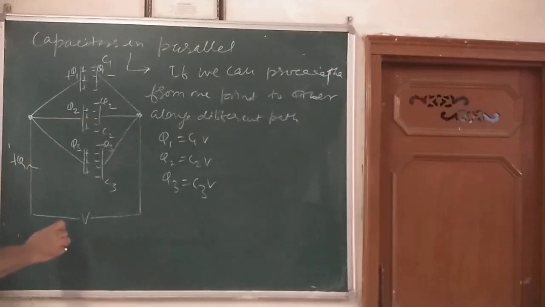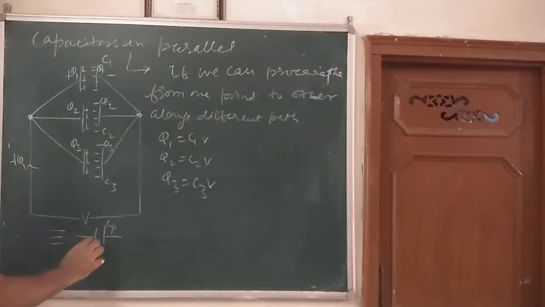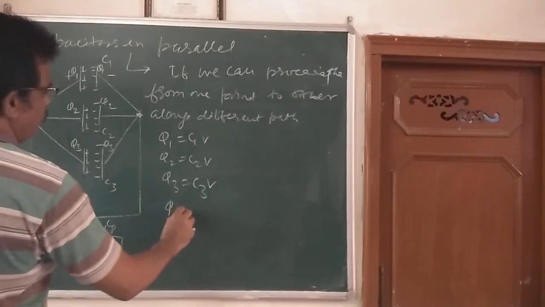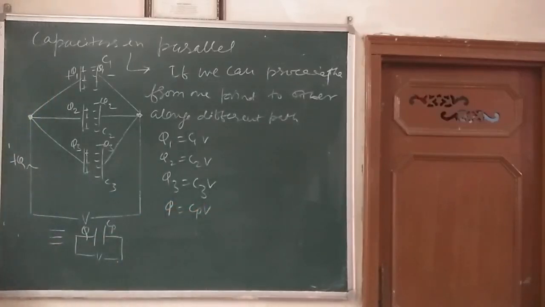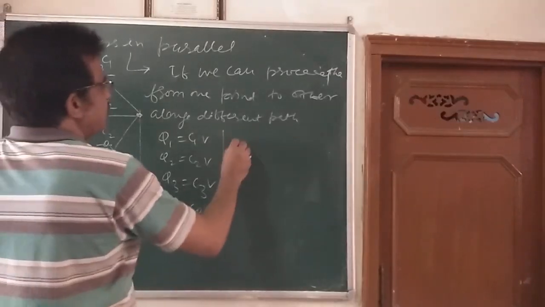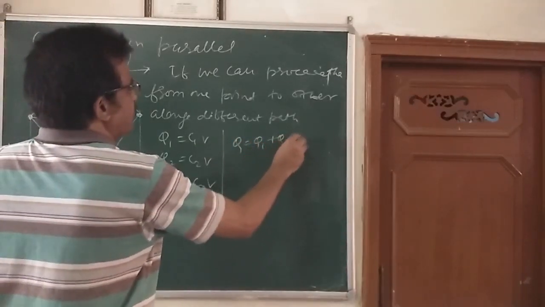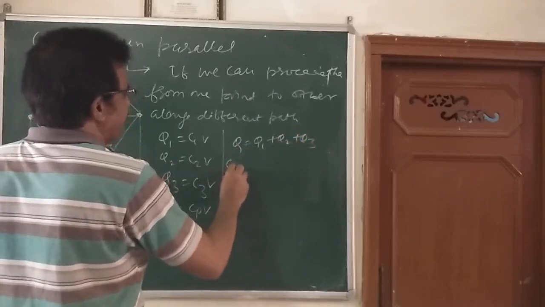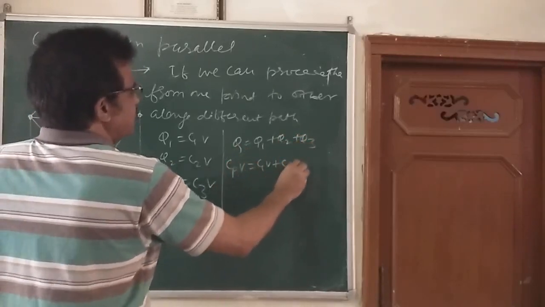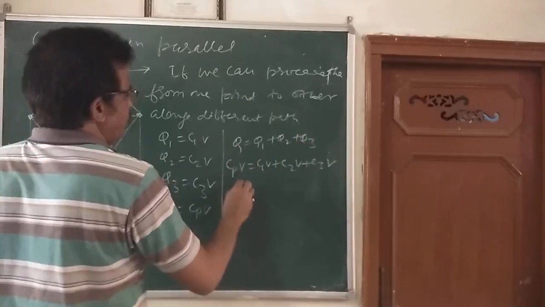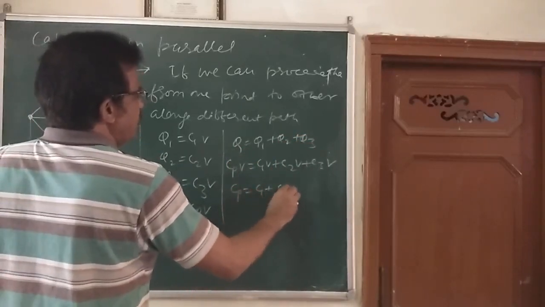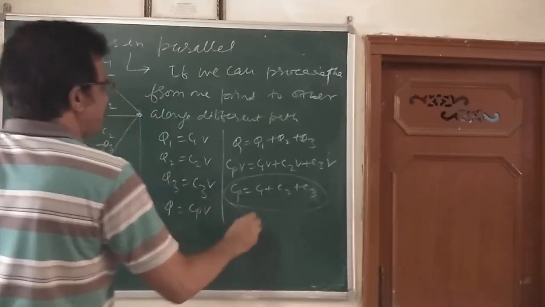If you take an equivalent combination of these, say the capacitance of that combination is Cp, potential is V, charge is Q. So Q is equal to Cp into V, where Q is the total charge on this parallel network. So total charge is equal to Q1 plus Q2 plus Q3. So dear children, I can write Cp into V equals C1V plus C2V plus C3V. V may be cancelled. So Cp is equal to C1 plus C2 plus C3. This is the result.